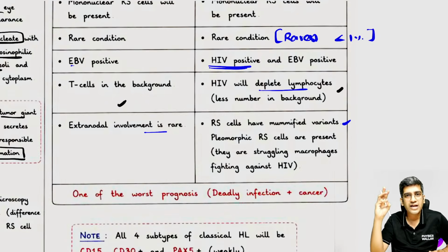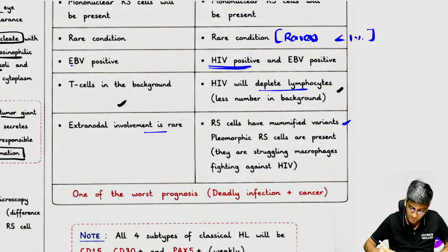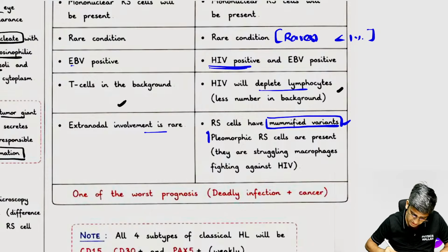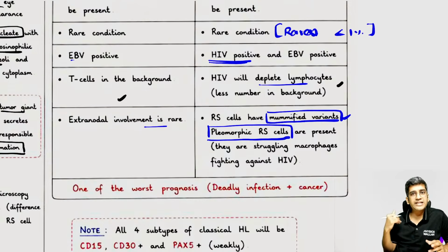See, a patient is having a cancer along with a deadly infection. It will destroy the background. It will destroy the immunity. It will grow faster. It will destroy the RS cell also because HIV can destroy macrophages as well, right? So we have a variant called mummified variant of RS cell. We have a variant called pleomorphic variant of RS cell. Fine. Okay. They are being destroyed by the HIV virus.